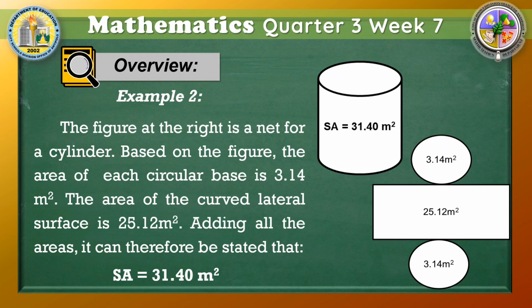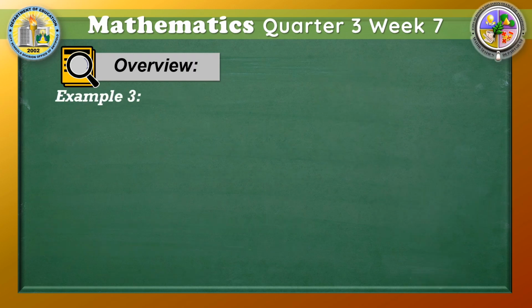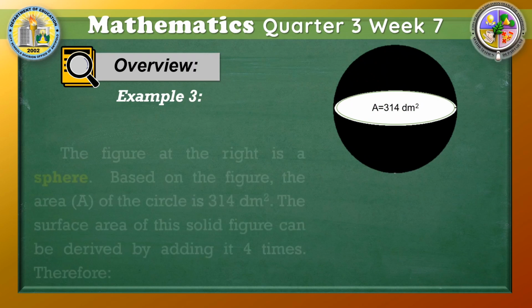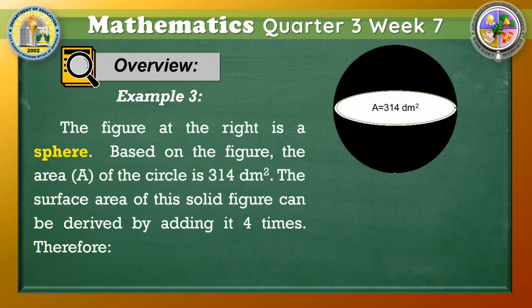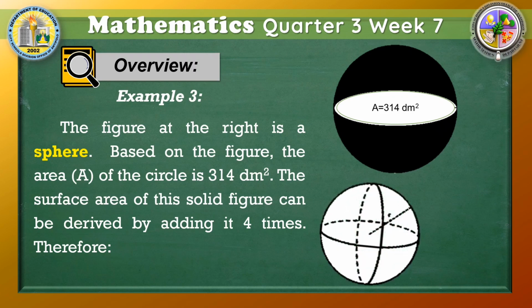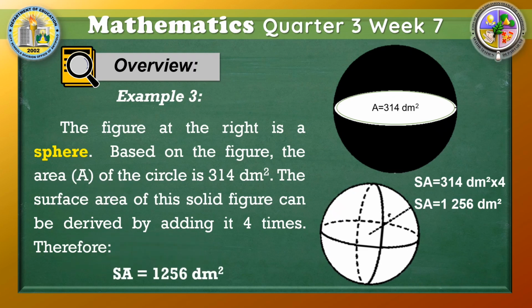Now, here is example number 3. The figure at the right is a sphere. Based on the figure, the area of the circle is 314 square decimeters. The surface area of this solid figure can be derived by adding it 4 times. Therefore, the surface area of the given sphere is 1,256 square decimeters.